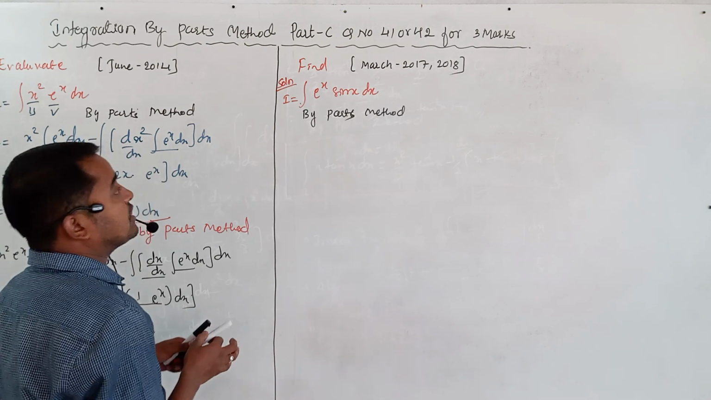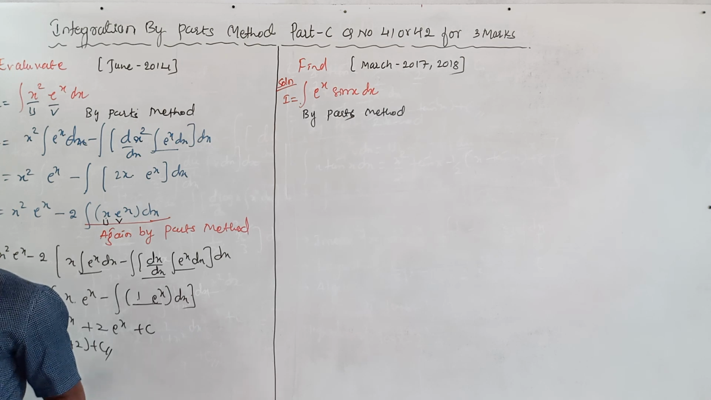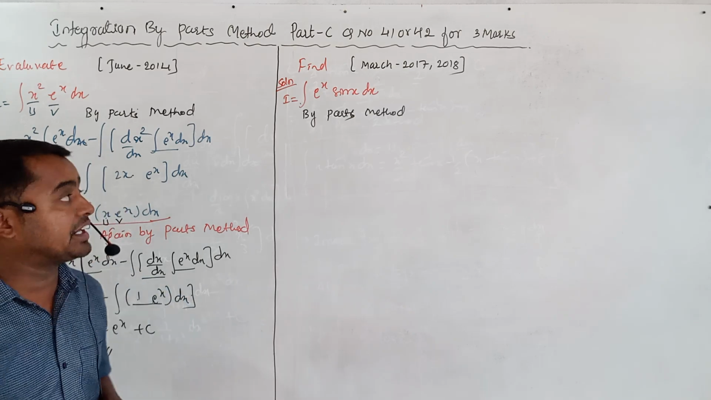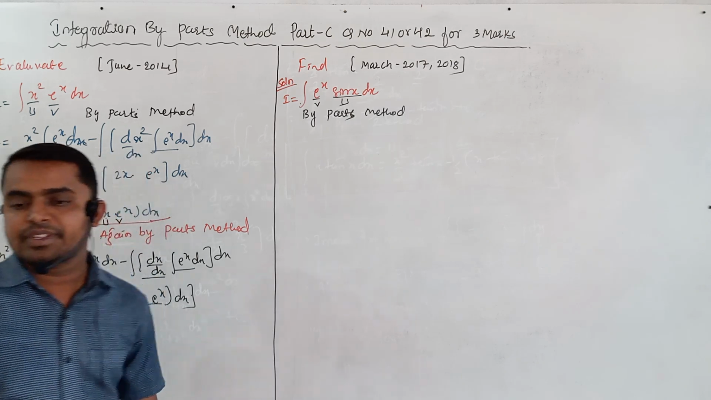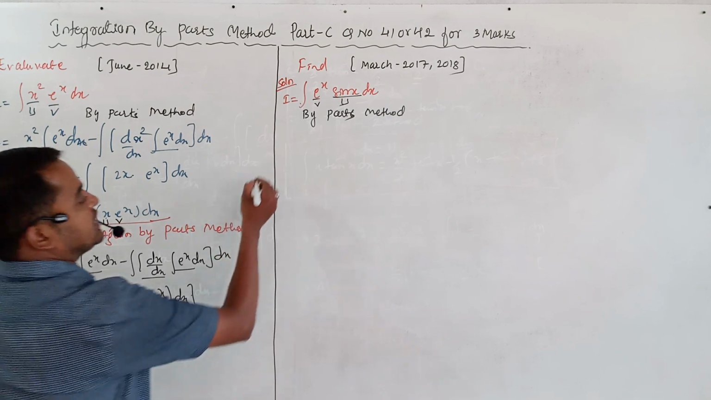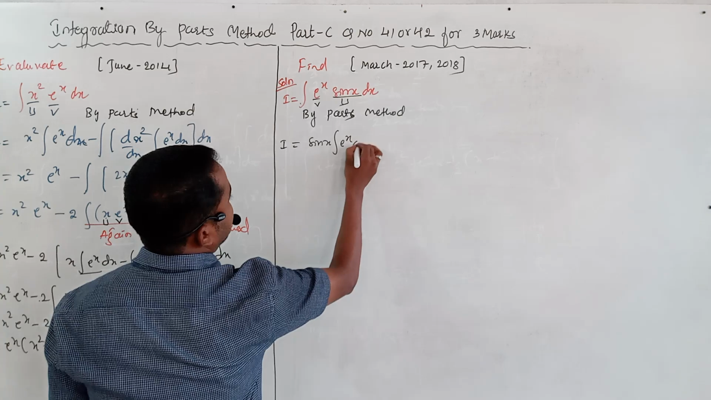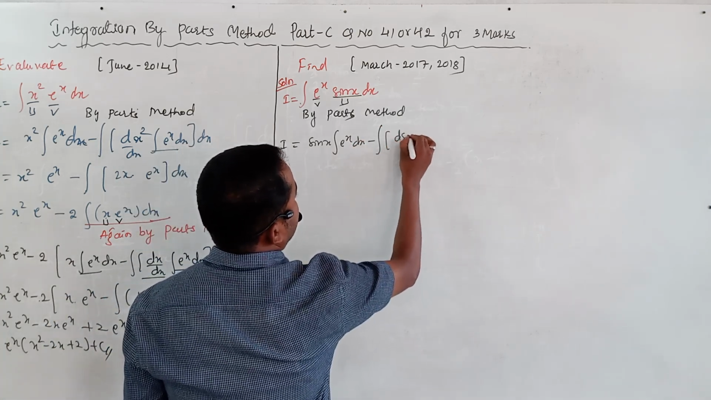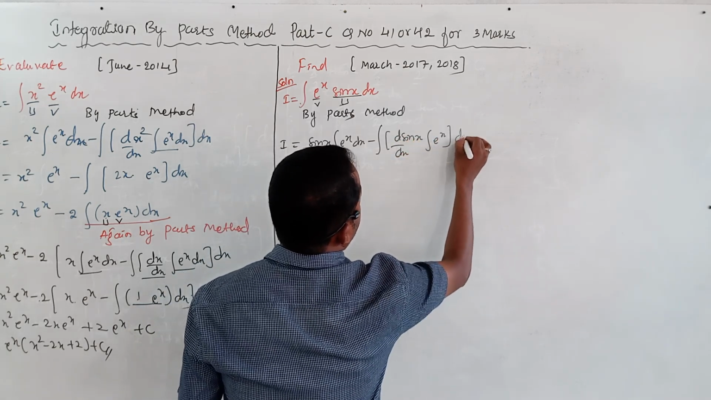See here. Which one we have to take the u? According to the ILATE rule. I means inverse trigonometry, L means logarithm, A means algebra, T means what? Trigonometry. Here trigonometry is there. Take this as u and this as v. Trigonometric function we are taking as u here. So write the things in the parts method. Sin x as it is, integration of e raised to x dx minus integration of derivative of sin x with respect to x, integration of e raised to x dx.